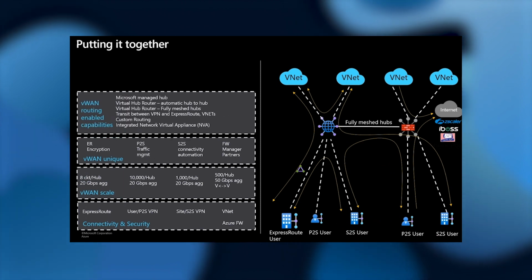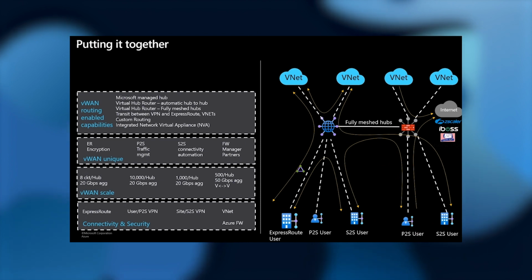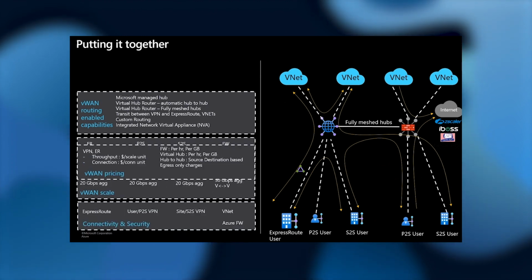Now, the routing capabilities in Virtual WAN are unique. So you get a Microsoft managed hub. It's a managed service. And this hub has a router, which provides you all this fully meshed and the transit capabilities with custom routing and the integrated virtual appliance scenarios.